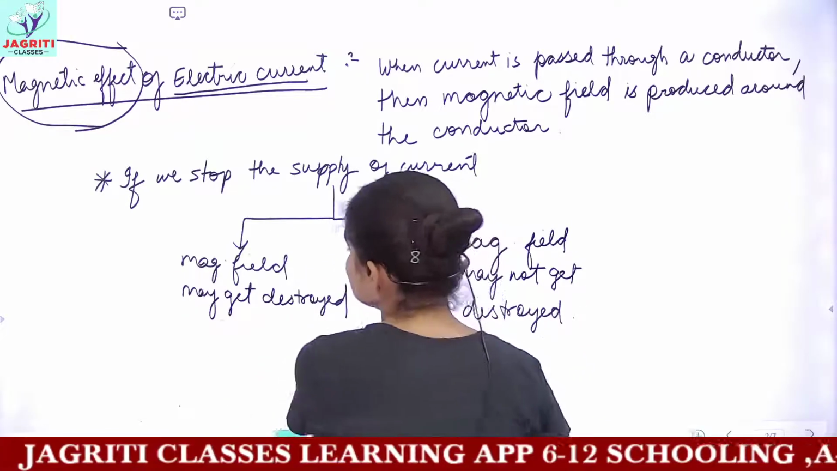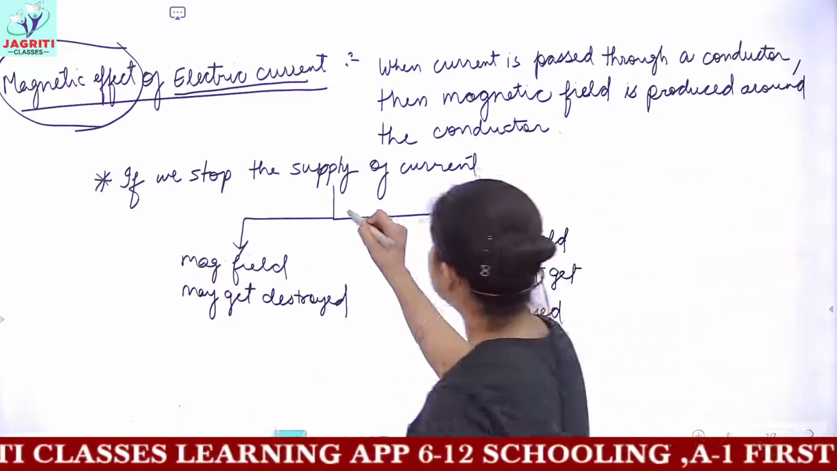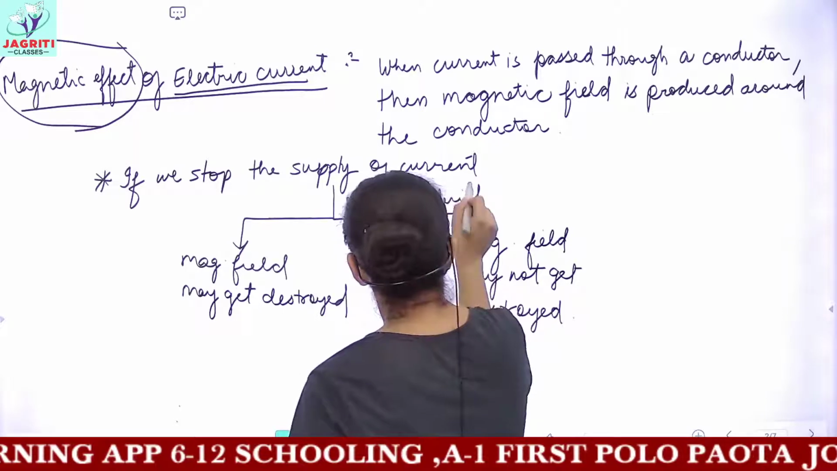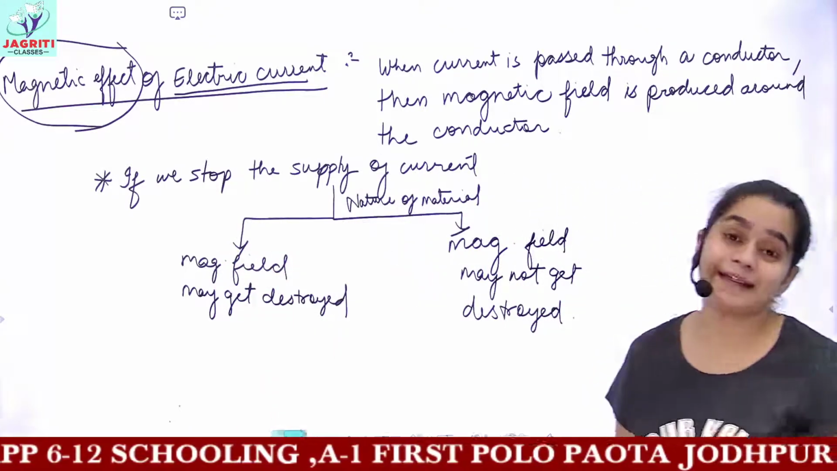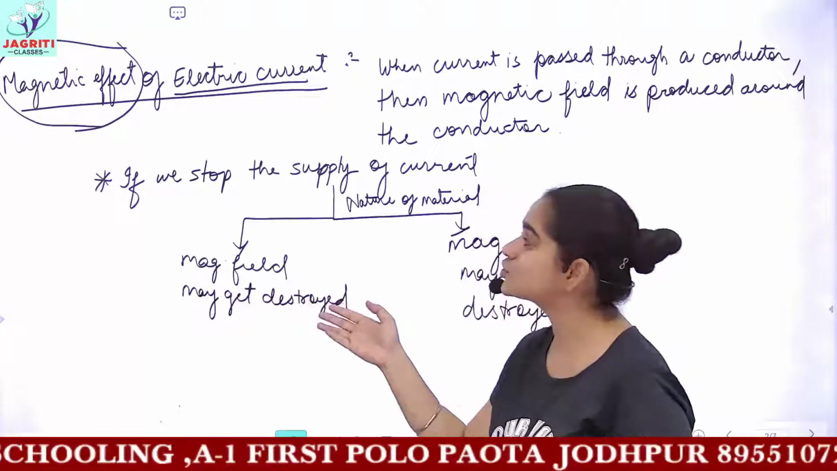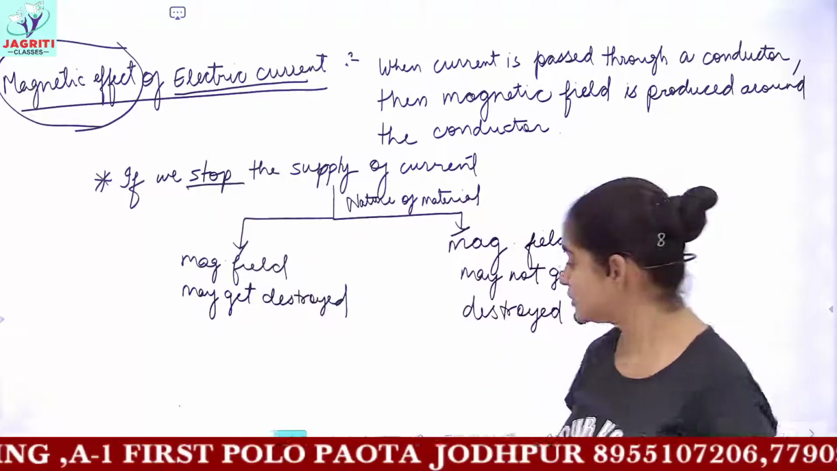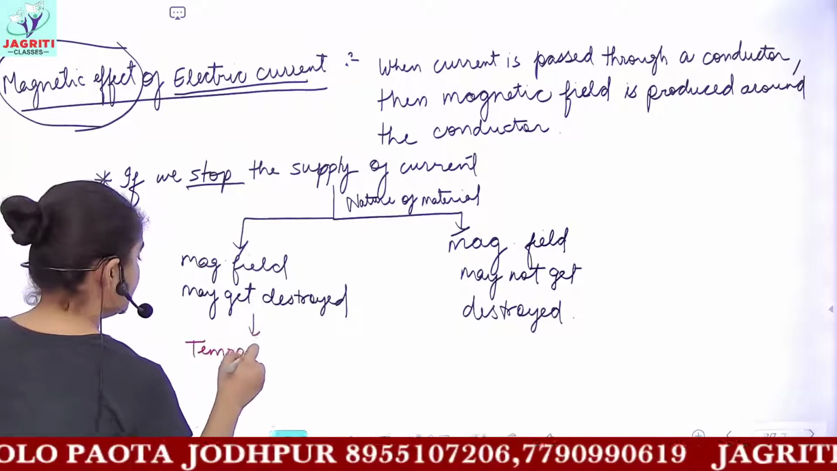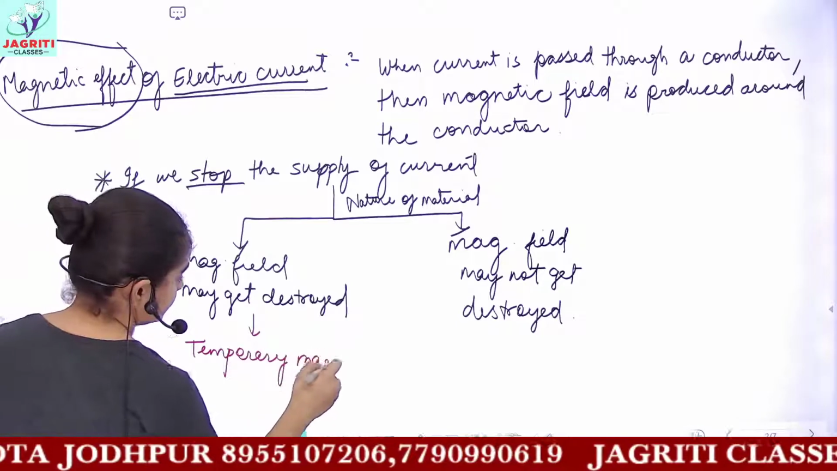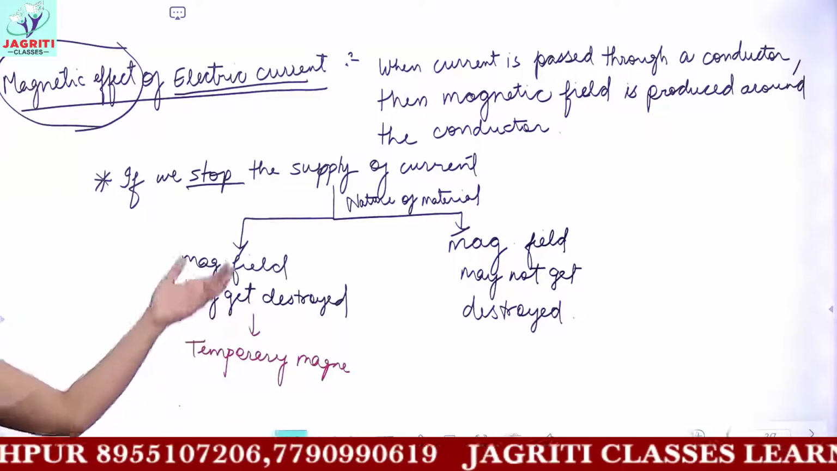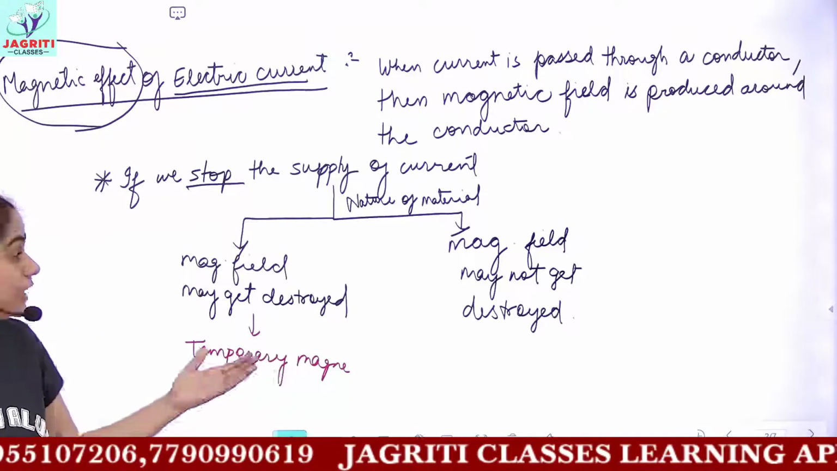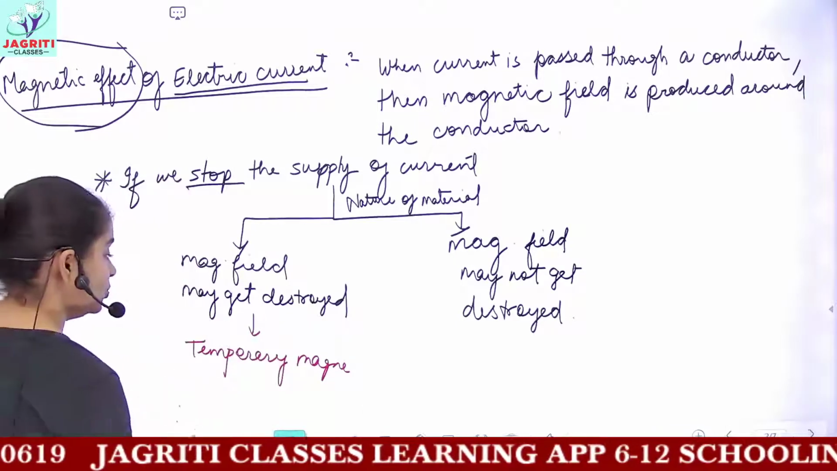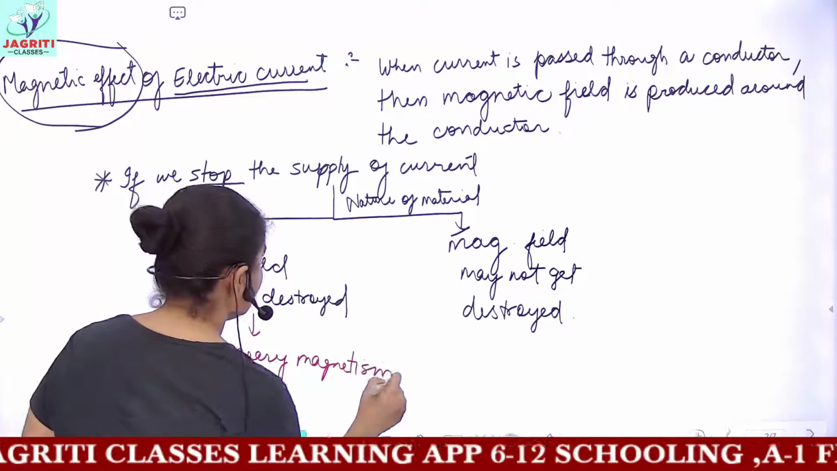So this classification is based on the nature of the material. The material which you are taking can either get temporarily magnetized, which means the magnetic field would get destroyed if you stop the flow of current. Such materials are known as temporarily magnetized materials. When you stop the supply of current, the magnetic field is also destroyed. It means the current only produced a temporary magnetism in those materials. So we can call this phenomenon temporary magnetism.